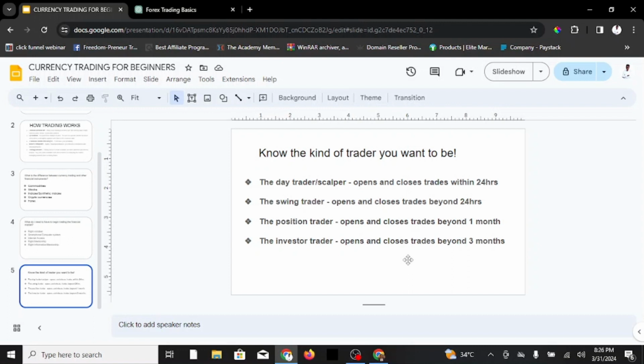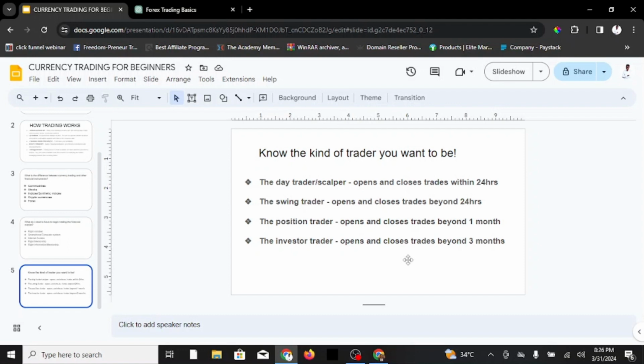Do you want to be a day trader or a scalper? That means when you come into the market, you open and close your positions within 24 hours. Or do you want to be a swing trader? Does your time allow you to be a swing trader who will come into the market, open positions, and then you can stay there maybe for days, 2 days, 3 days before closing the position?